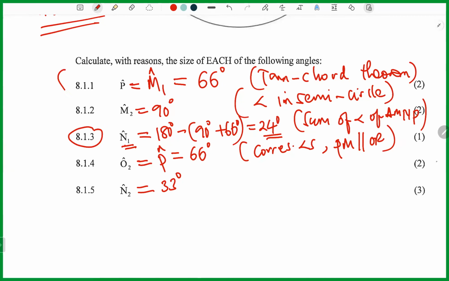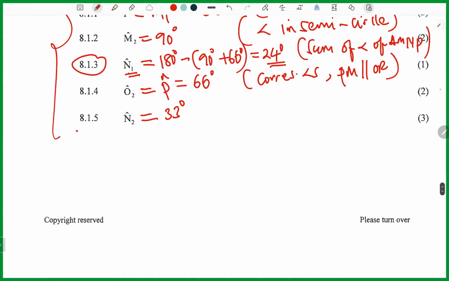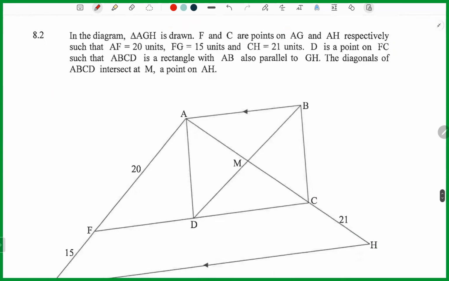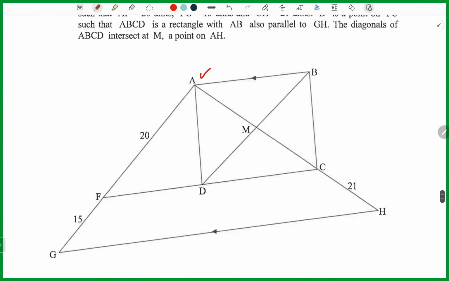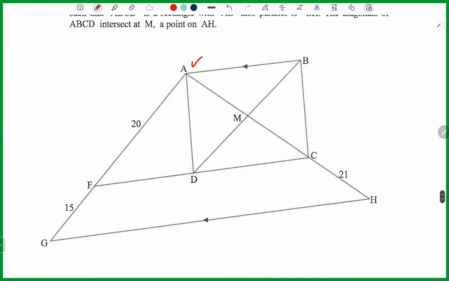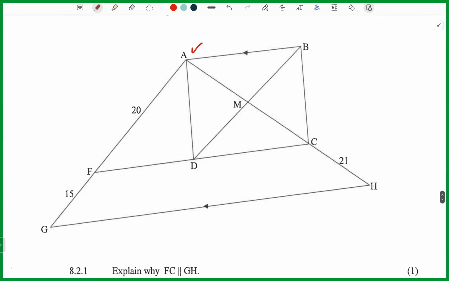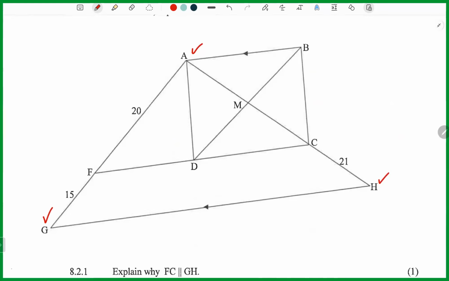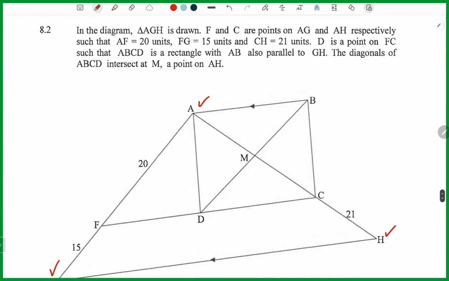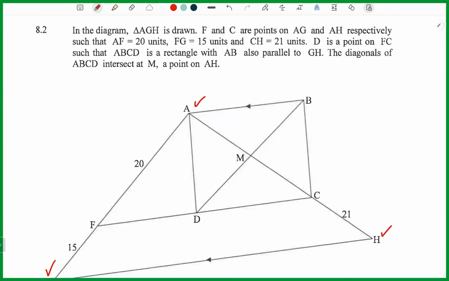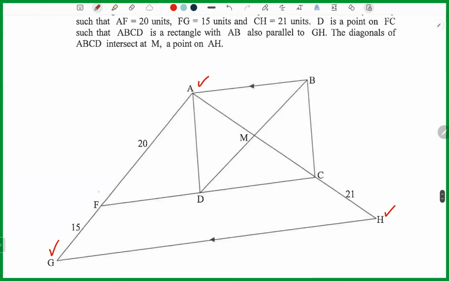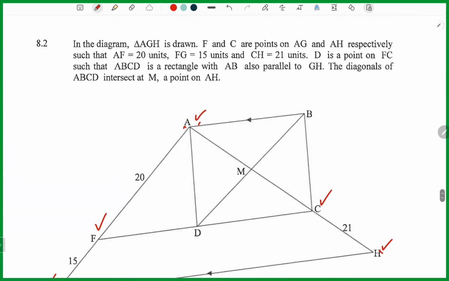We've done all the questions there. All right, so we're done with question 8.1, and we're looking at question 8.2 right now. In the diagram, you have triangle AGH. So there's A there, and then there's G there, and there's H. So with those three points, the triangle is drawn. F and C are points on AG and AH respectively.